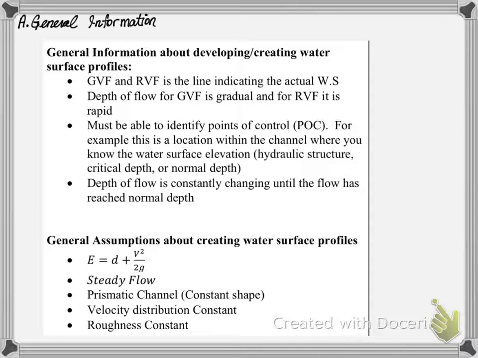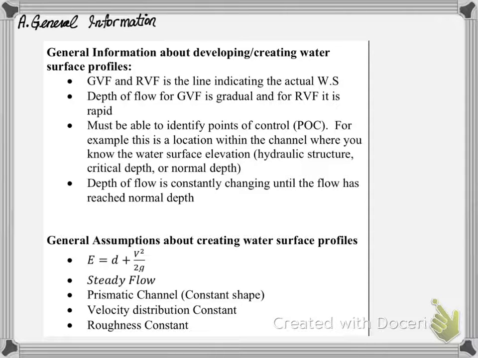First, gradually varied flow and rapidly varied flow are the lines indicating the actual water surface. The depth of flow for gradually varied flow changes gradually, as indicated in its name, and for rapidly varied flow, it's rapid or quick and occurs in a short distance.